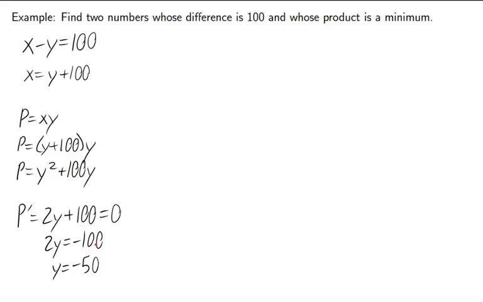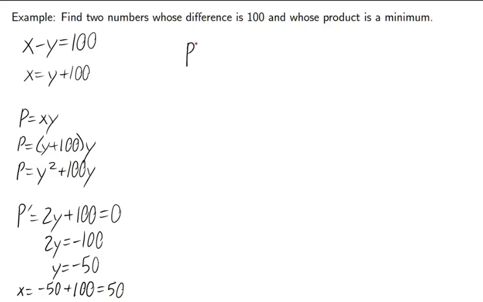Find two numbers whose difference is 100 and whose product is a minimum. You might have tried something like 300 and 200, or maybe 100 and 0. 100 and 0 has a difference of 100 and the product is 0. That's pretty small. But this time I think we'll even get a negative product. X equals y plus 100. We get that x equals 50.